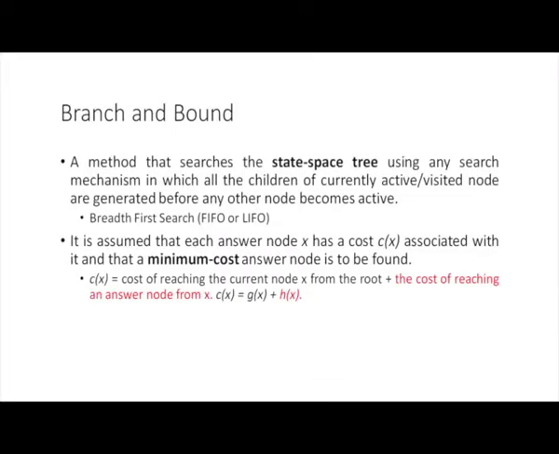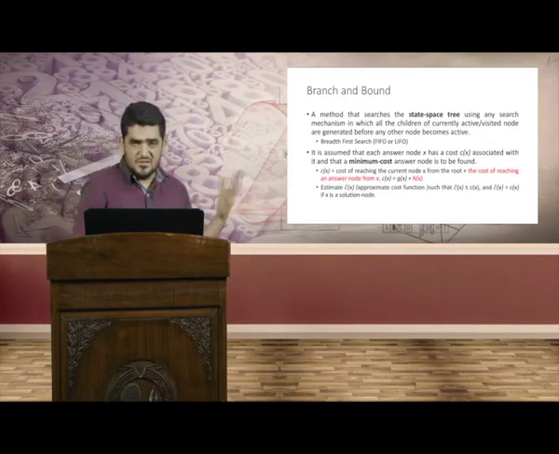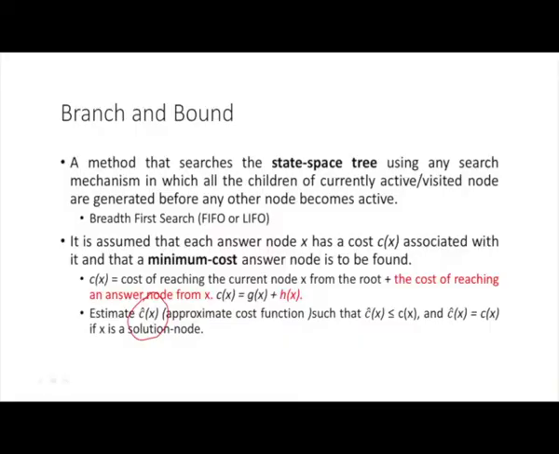So we will represent the first part of the cost as g of x, and the second part, which is the problem part, as h of x. So how do we do it? We basically use an estimate of the cost, using an approximation cost function c cap of x, as you can see here. This is the representation of that particular approximation cost function. Now this approximation cost function has to be such that for any node x, its value has to be less than or equal to the actual cost for that particular node.